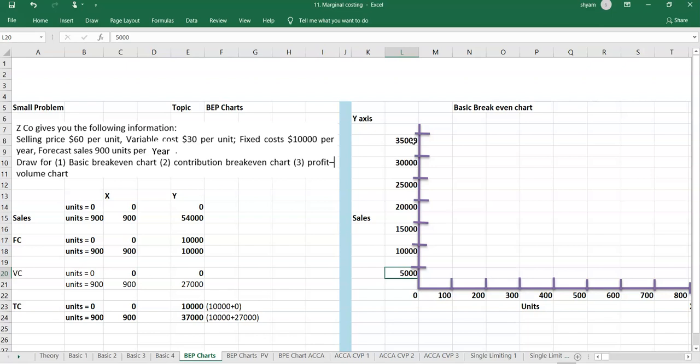So what we'll do is either extend the line or increase the scale. I think we'll increase the scale. So we'll put it as 10,000.